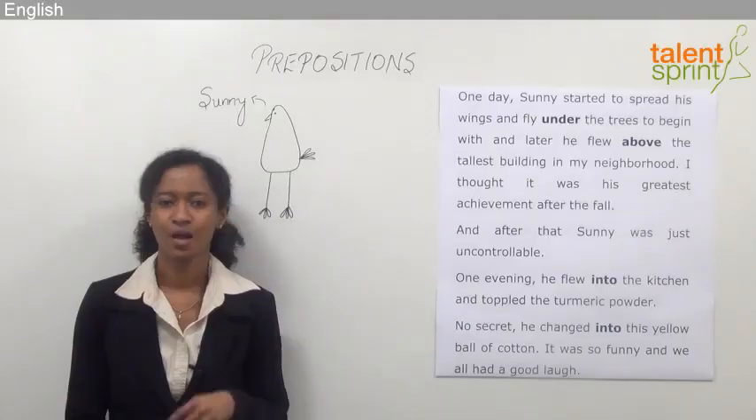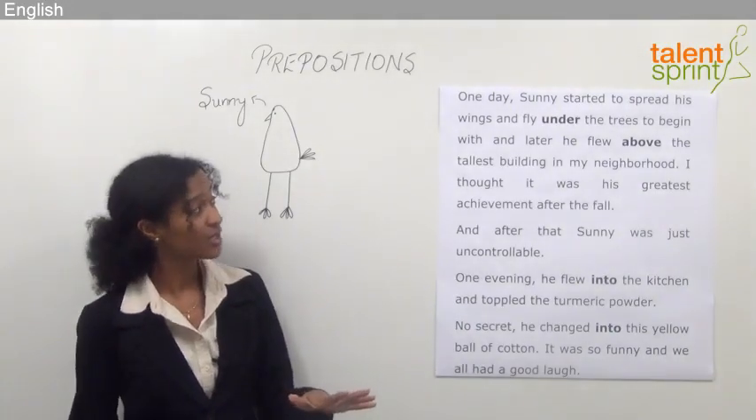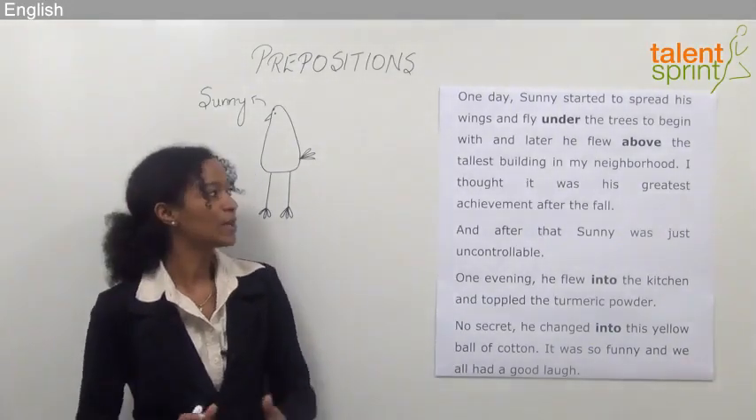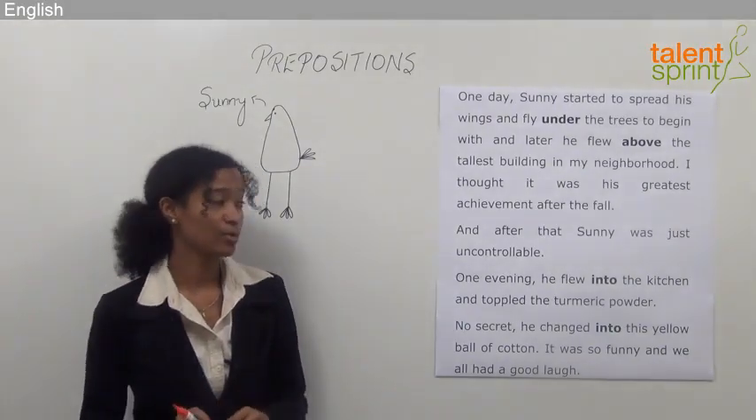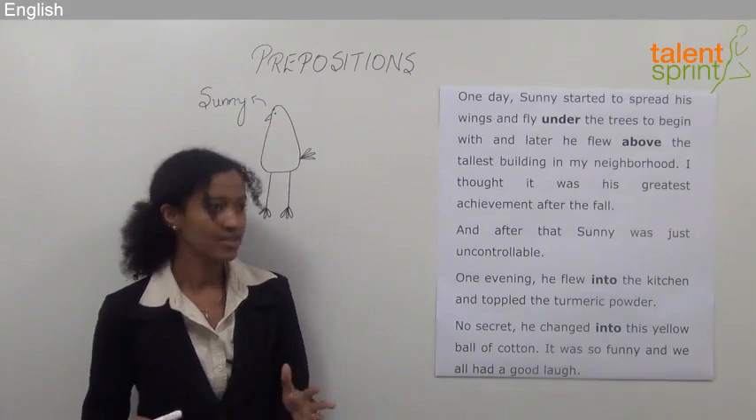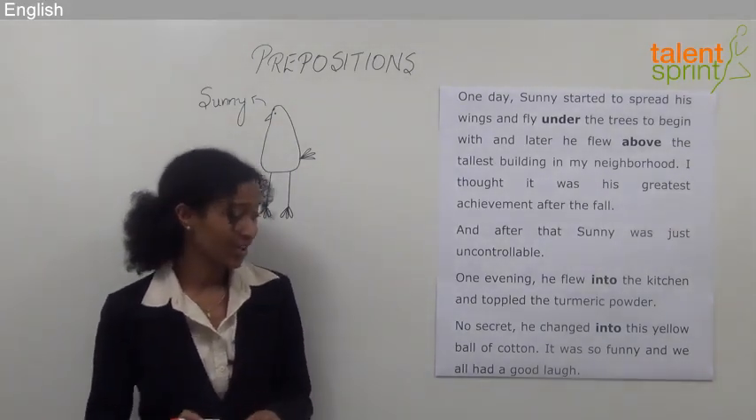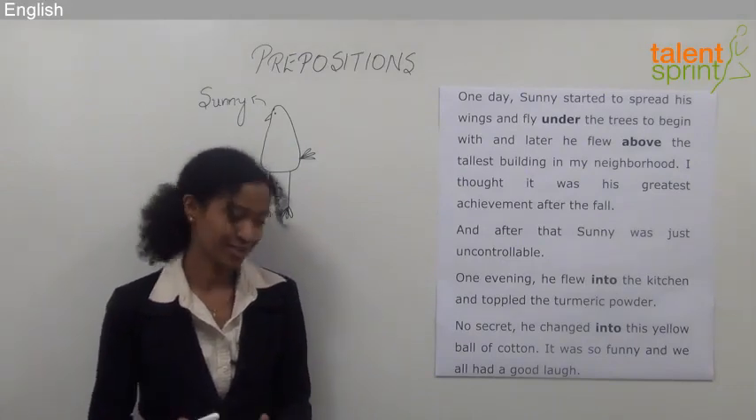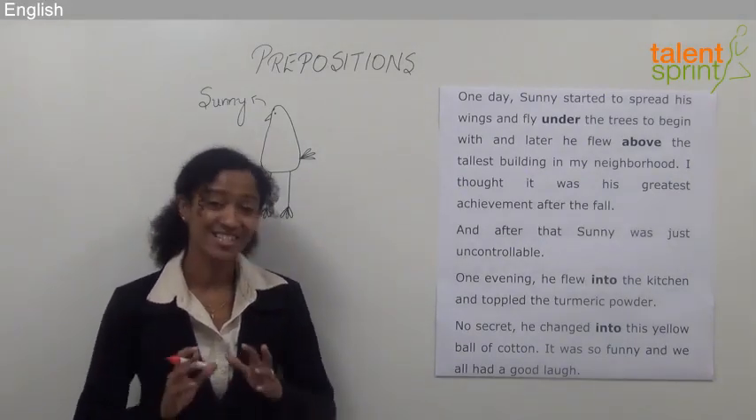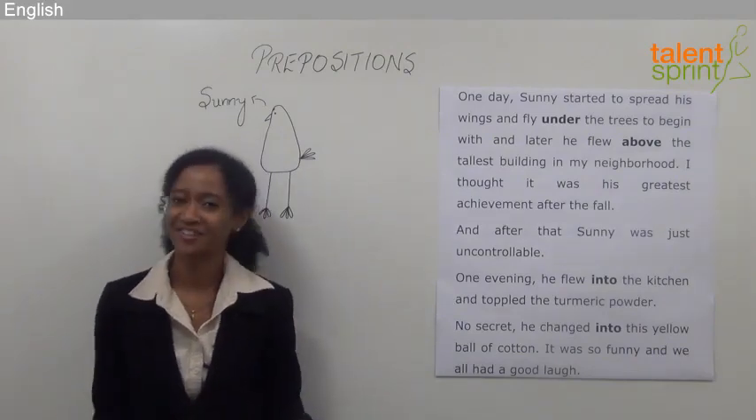Alright? One day, Sunny started to spread his wings and fly under the trees to begin with, and later he flew above the tallest building in my neighborhood. I thought it was his greatest achievement after the fall. And after that, Sunny was just uncontrollable. One evening, he flew into the kitchen and toppled the turmeric powder. No secret, he changed into this yellow ball of cotton. It was so funny and we all had a good laugh.